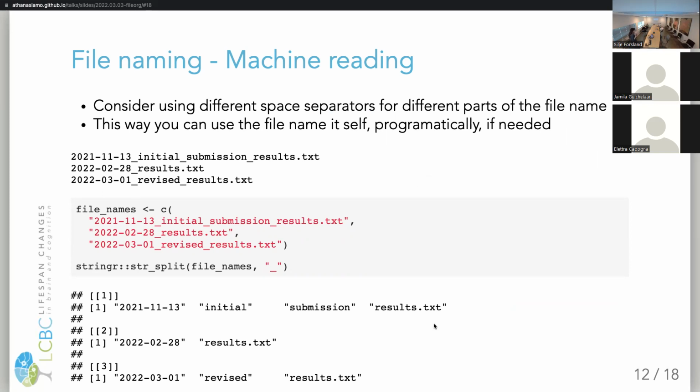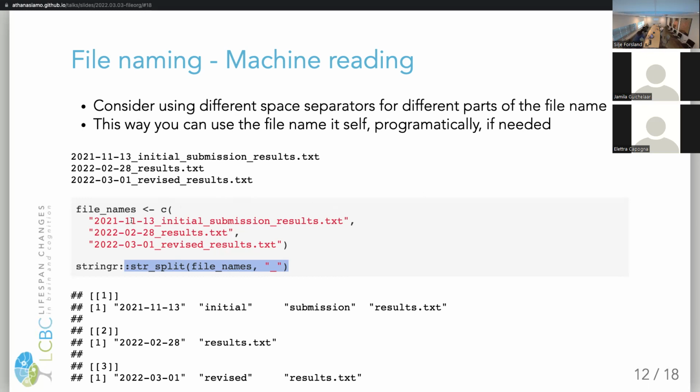So I know if I think about this a little bit, I can access the file name in a cleverer way if I use different types of separators for different parts of the naming of the file. In this case, I've used the underscore for everything that would have been a white space in the file name. And when I try to split the file names by this underscore, each of the file names has different lengths. So the first file name gets 1, 2, 3, 4 separate words in it, because that's what it has. It's a date, initial, submission, results.